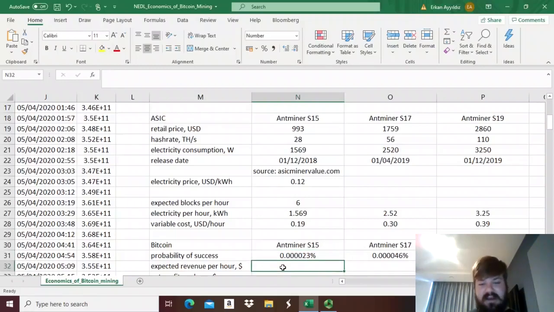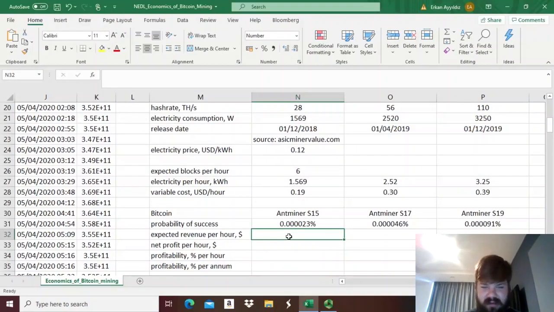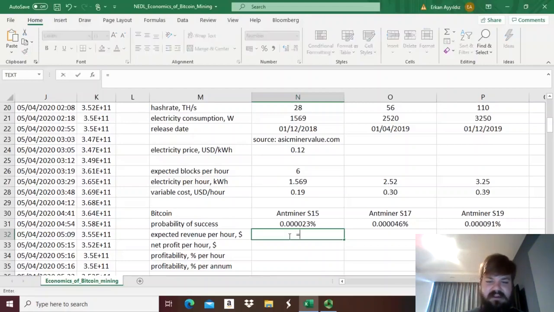So to figure out the expected revenue per hour, what we need to do is first estimate how much money we will get if we are the lucky person who finds the new block and solves the cryptographic puzzle first. So first of all, how many blocks? Well, 6 blocks per hour. And we need to lock that because it's the same for all 3 ASICs. Then we need to multiply it by the reward, and the reward is 12.5 coins of the blockchain we're mining on.